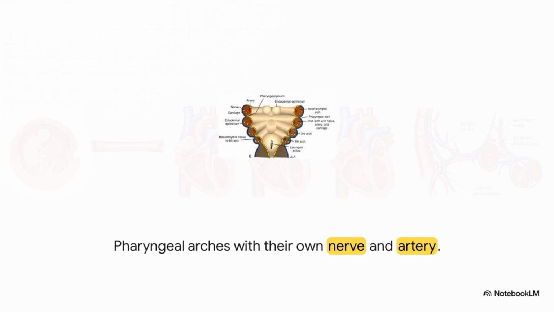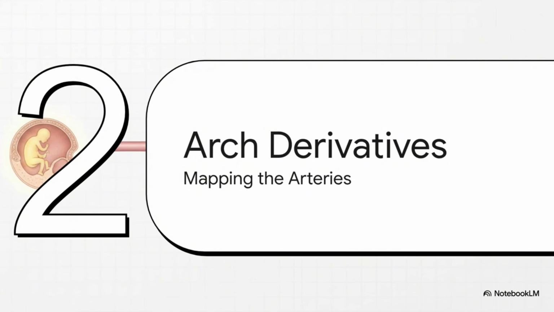They don't pop up all at once. They develop in a strict cranial to caudal sequence, meaning from the head downwards. There are 5 arches in total, numbers 1, 2, 3, 4, and 6. Wait a second. Where's number 5? Well, the 5th arch either never forms at all, or it briefly forms and immediately regresses. Nature's funny like that. Okay, on to Section 3, Aortic Arch Derivatives.